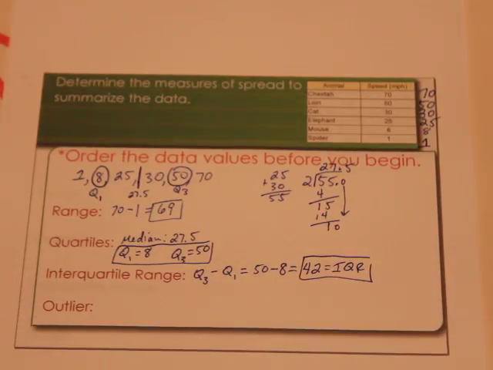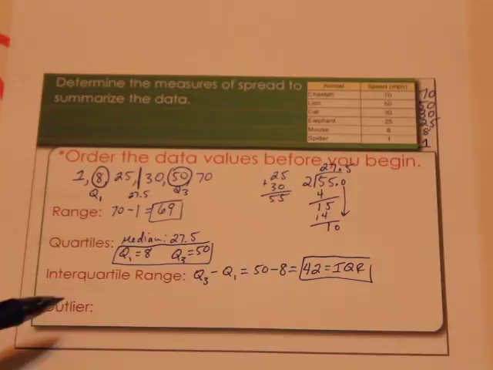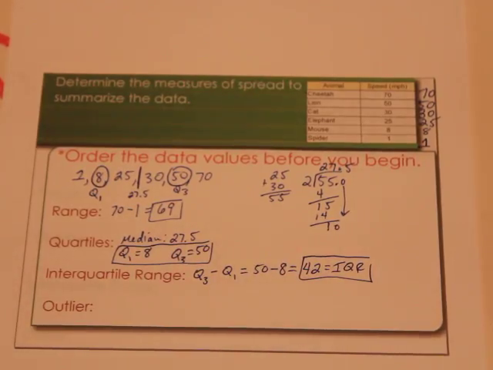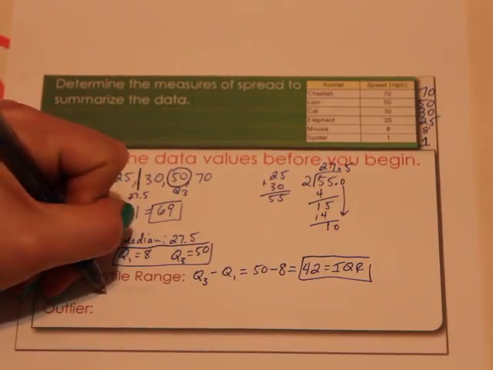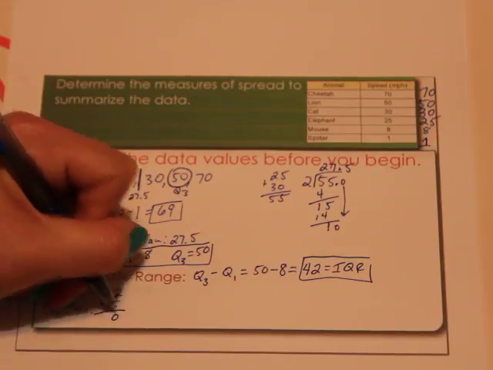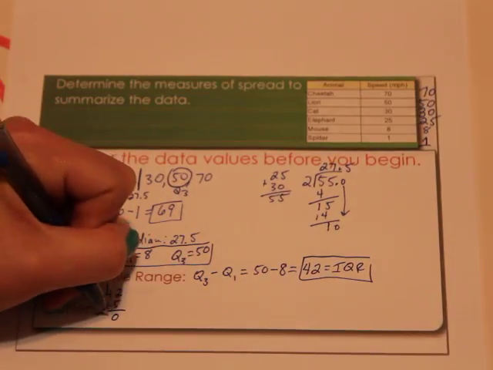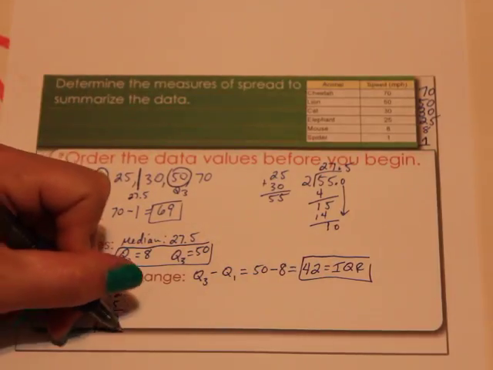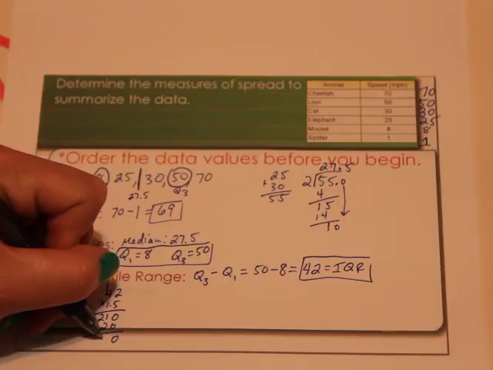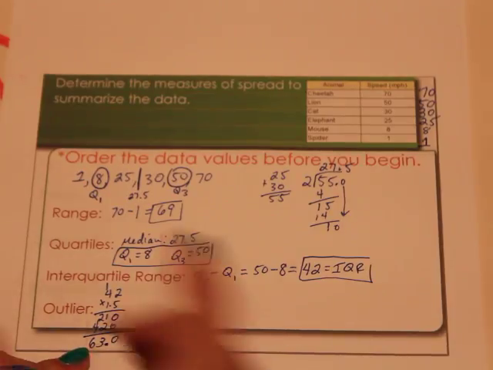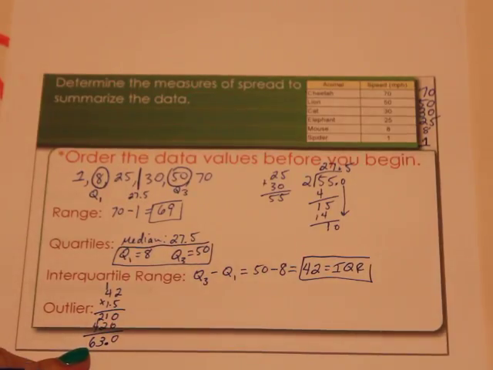Now we need to see if there are any outliers, okay? And remember, for your outliers, you take your interquartile range and multiply it by 1.5. So 42 times 1.5. 5 times 2 is 10, carry your 1, 21, put your 0, 1 times 2 is 2, 1 times 4 is 4. We'll add these, 0, 3, 6. So 63 is the range that we're going to be looking at here.